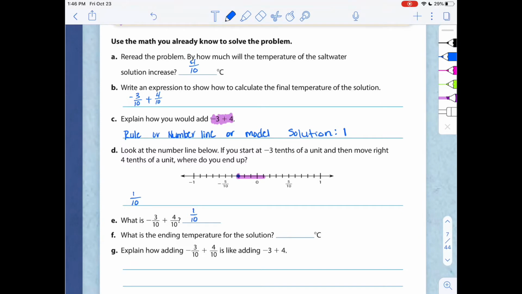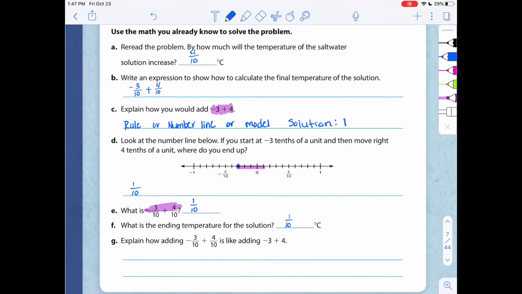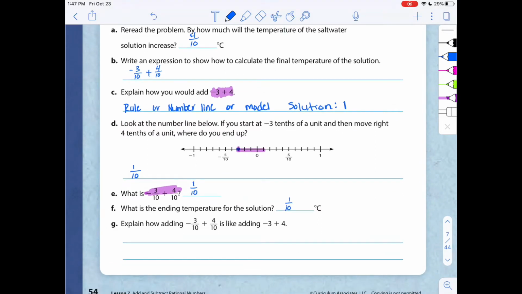Remember, when those denominators are the same, we just focus on our numerator by adding -3 plus 4. What is the ending temperature of the solution? Our ending temperature is 1/10 degrees Celsius. Go ahead and pause the video and explain how adding -3/10 plus 4/10 is similar to adding -3 plus 4. Pause the video and write your thoughts down.